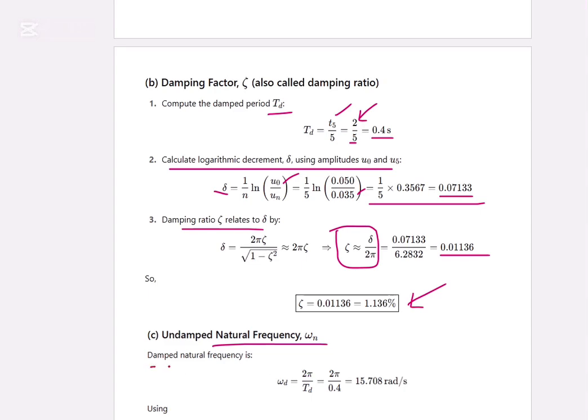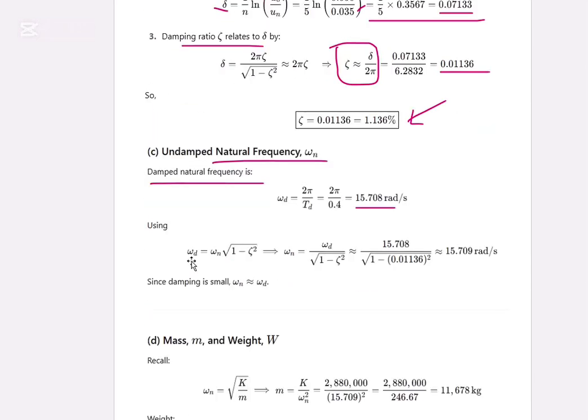Undamped natural frequency, we know. To get the damped natural frequency, we will calculate this one, and then damped natural frequency to undamped, this is a relation. Then from here we can calculate the natural frequency. Undamped natural frequency is going to be 15.709, so these two are almost close. So damping is small, that's why these two are almost close.